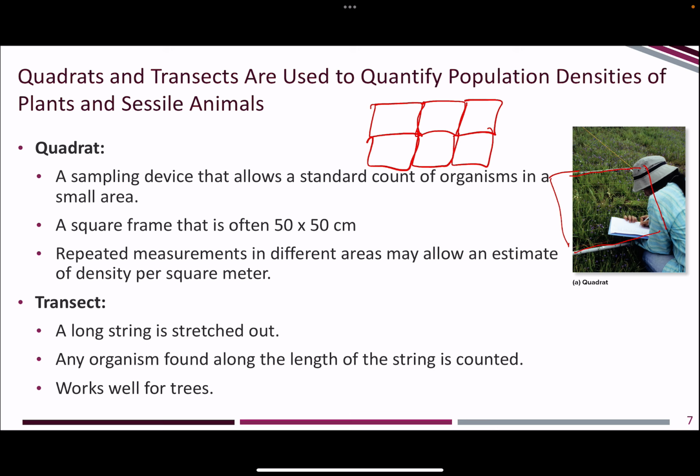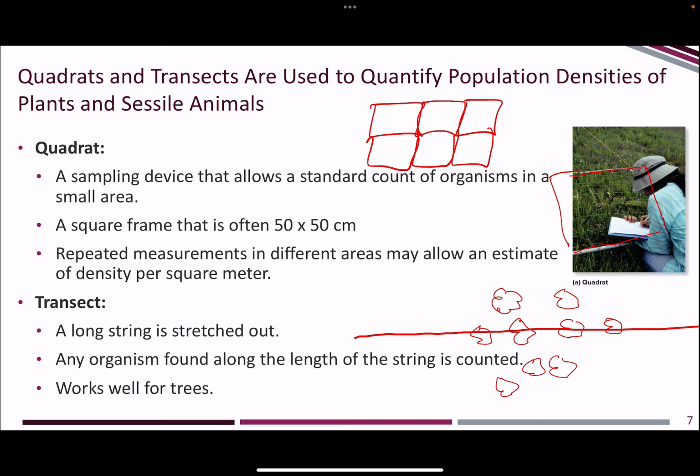The other option is a transect. So basically, if we have a forest and we have some trees in our forest, it doesn't have to be a tree, but maybe it's a tree in our forest, and you take a string and you count all of the organisms that you come across when you lay down this length of string. So you count every organism along this particular area.